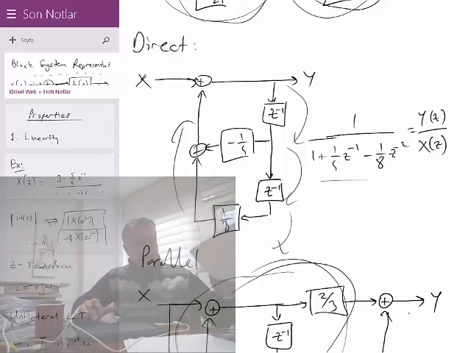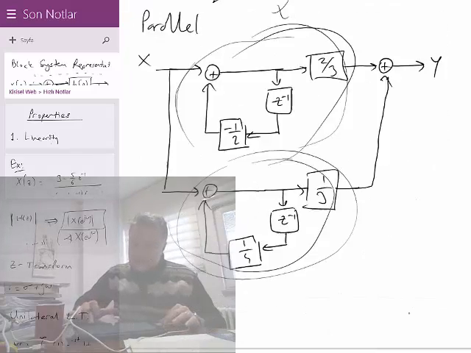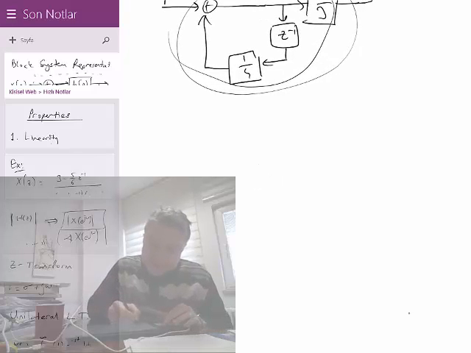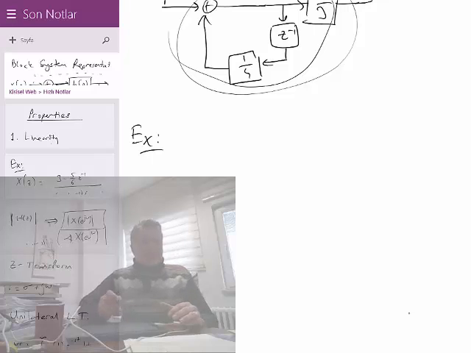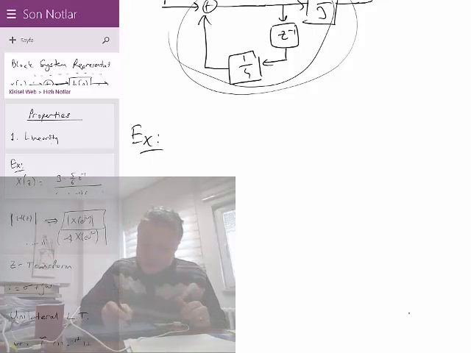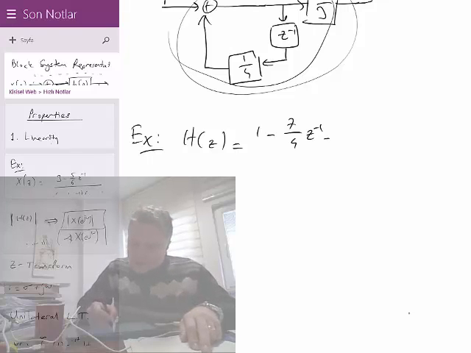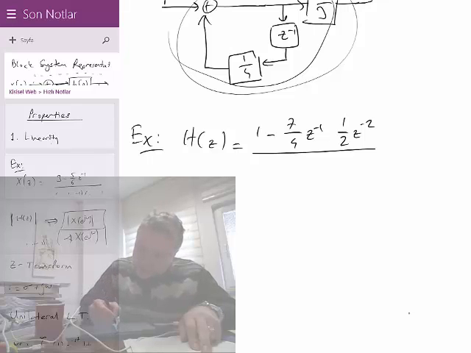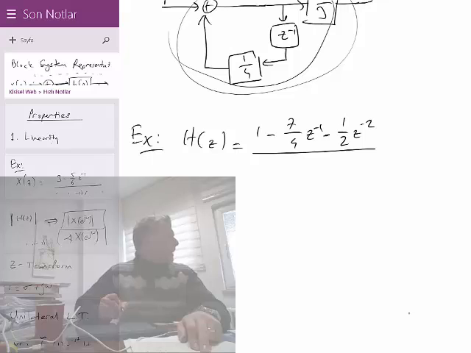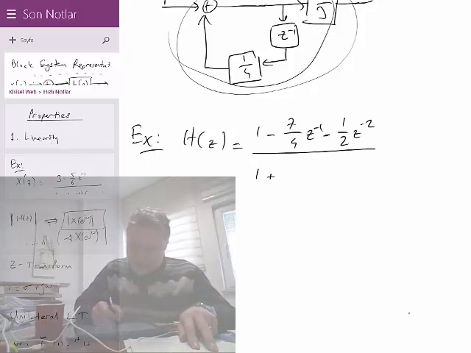So I will try to show you another example regarding the direct implementation. I hope this example will somewhat clarify things a little bit further. In fact, in this new example, we will have a numerator as well. So H(z) is given as 1 minus 7/4 z inverse minus 1/2 z to the minus 2, sorry, so this minus sign's position is here, over the denominator, which is 1 plus 1/4 z inverse minus 1/8 z to the minus 2.